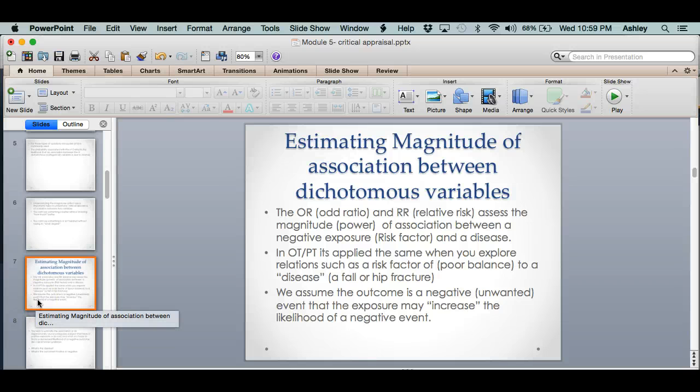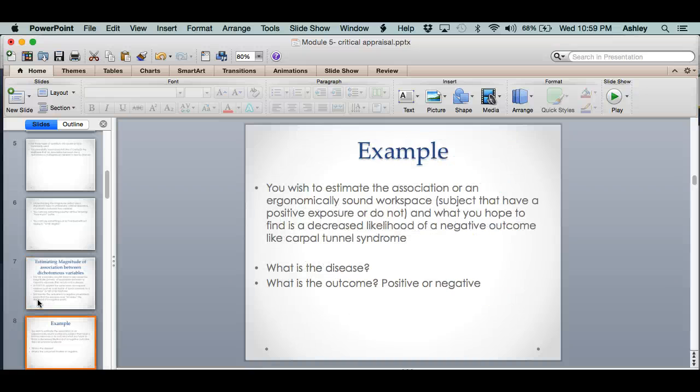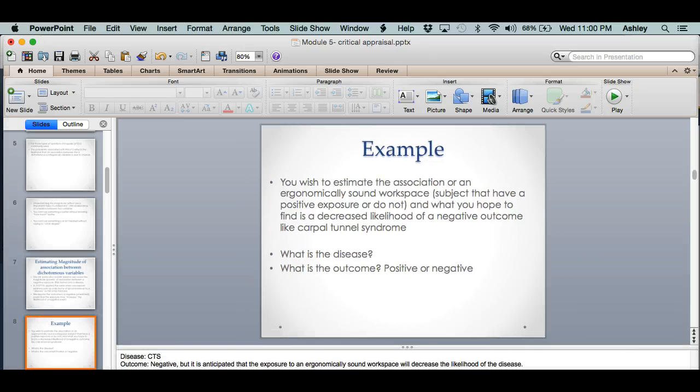We assume the outcome is negative or an unwanted event that the exposure may, quote unquote, increase the likelihood of. So here's an example. You wish to estimate the association of an ergonomically sound workspace, a subject that has a positive exposure or does not, and what you hope to find is a decreased likelihood of a negative outcome like carpal tunnel syndrome.